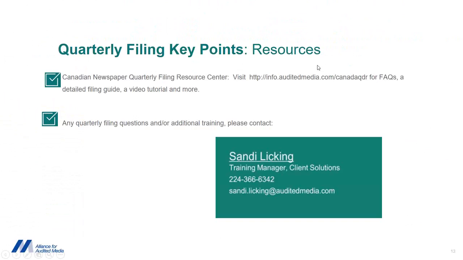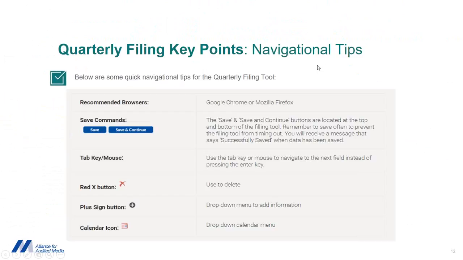Also, some quick navigational tips that you're going to want to know when you go into the filing tool. The recommended browser is either Google Chrome or Mozilla Firefox. Internet Explorer really does not work well with our filing tool interface or even with the Media Intelligence Center. You really want to use Google Chrome or Mozilla Firefox.